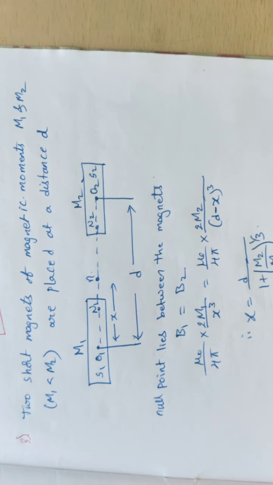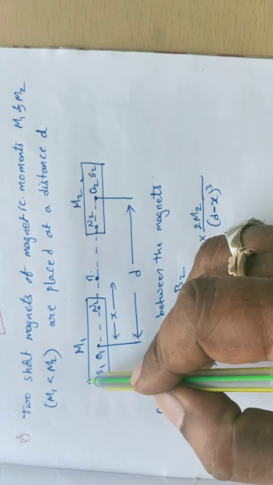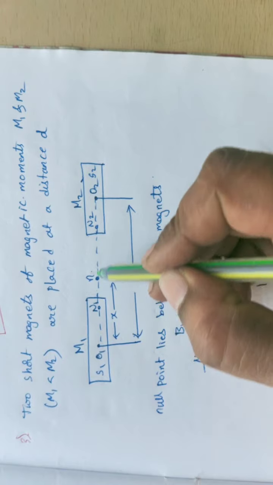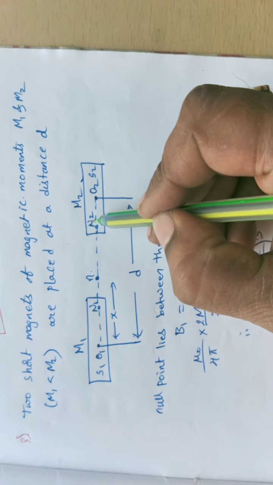Till now, students, we have discussed the concept of pole strength. Suppose instead of pole strength we take magnetic moments, how will we get the null points? First of all, you can take two magnets, students. The first magnet has magnetic moment m1 and the second one has magnetic moment M2. Here I am also mentioning that magnetic moment m1 is less than m2. In the diagram, this is the first magnet with north pole n1, and this is the second magnet with north pole n2.